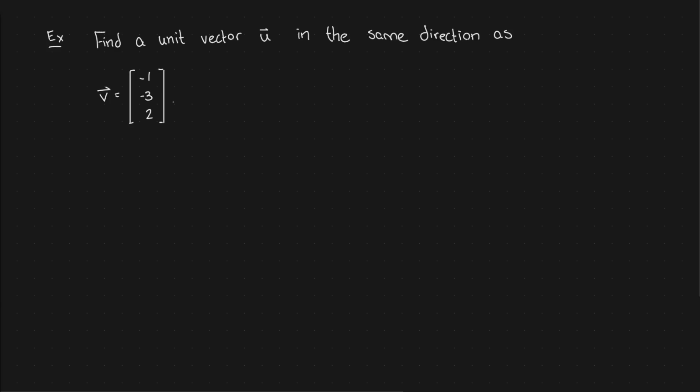So let's take a look at an example. Here we have a vector in R3, v equals -1, -3, 2, and we want to find a unit vector that points in the same direction as vector v. So based on the formula that we just derived, we know vector u is going to be 1 over the norm of v times vector v. Okay, so let's start by calculating the norm of v.